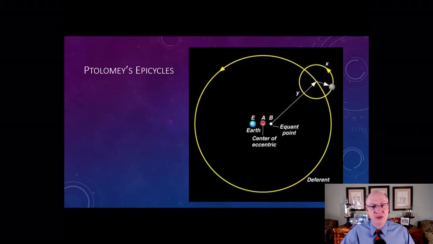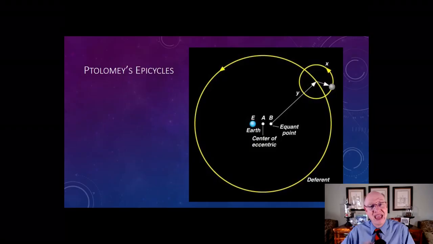He had to take the Earth and move it off center. So the Earth was no longer at the center of the deferent, but it was off on one side. And then this epicycle, as it orbited around the deferent here, orbited at a constant speed, not around the center of the circle, but at a constant speed around this other point that he called the equant point. He had to do all of these because, of course, his model was incorrect by placing the Earth at the center of the solar system.